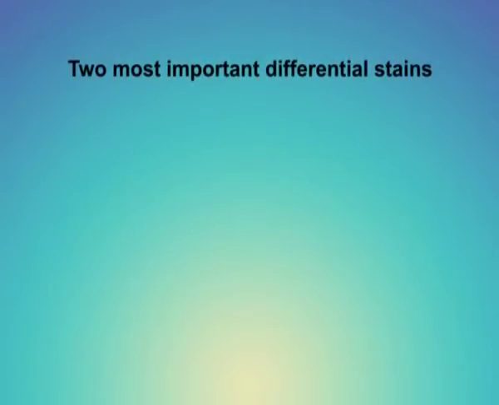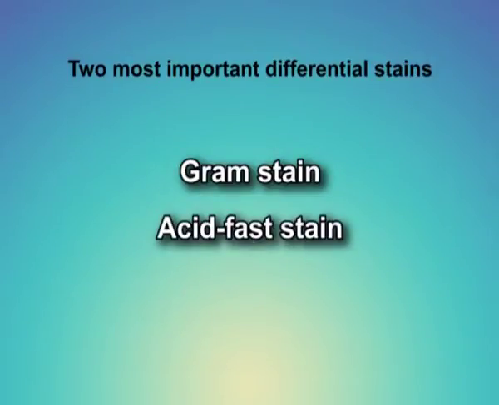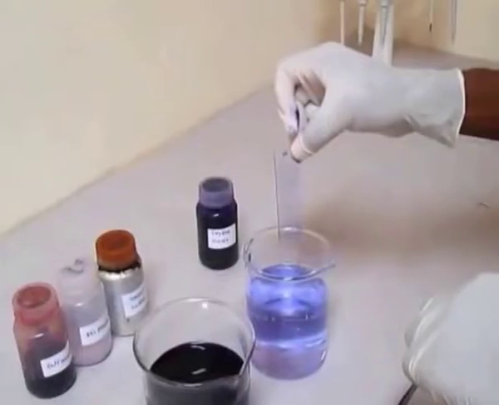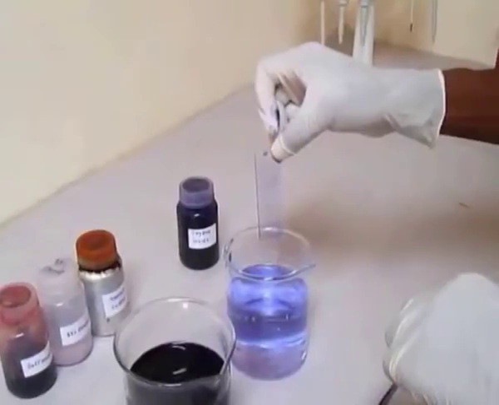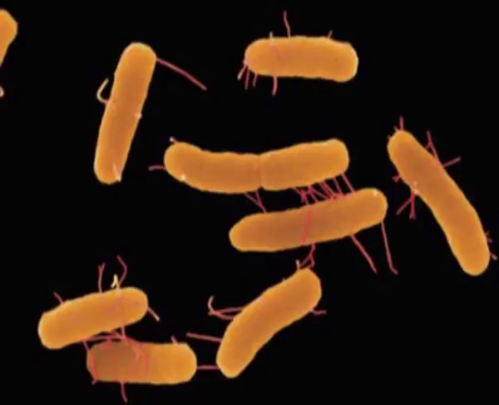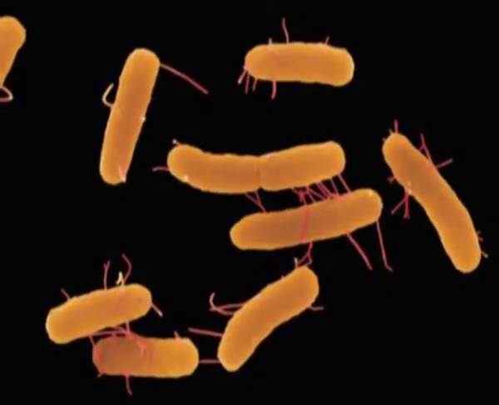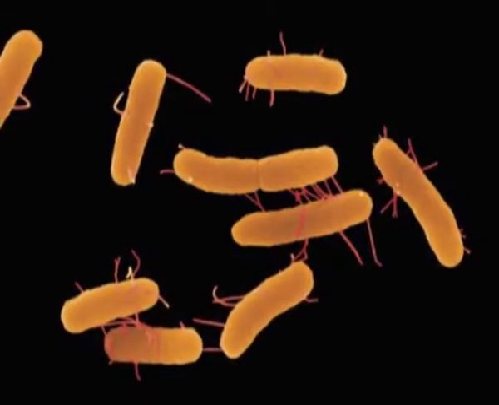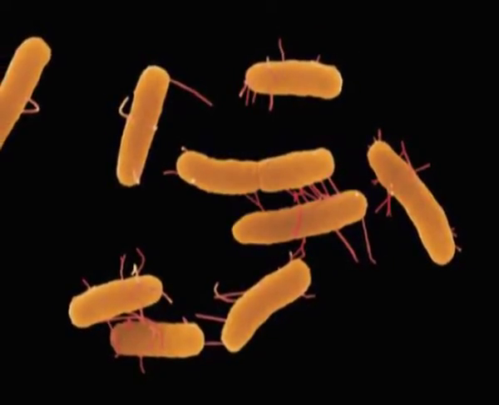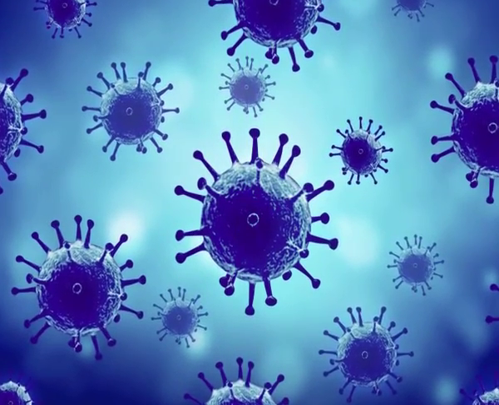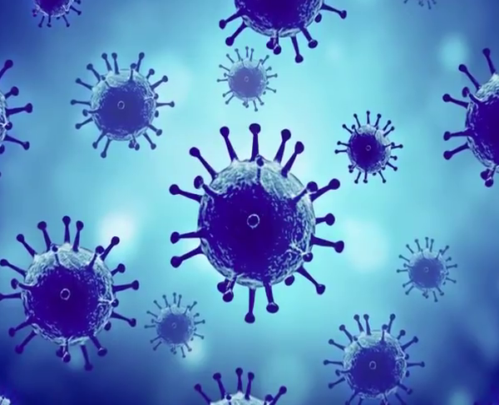There are two important differential stains, namely gram stain and acid fast stain. Let's start with gram stain. Gram stain is one of the most important and widely used differential stains. It has great taxonomical significance and is often the first step in the identification of an unknown prokaryotic organism. This technique divides bacteria into two groups, that is gram positive and gram negative.